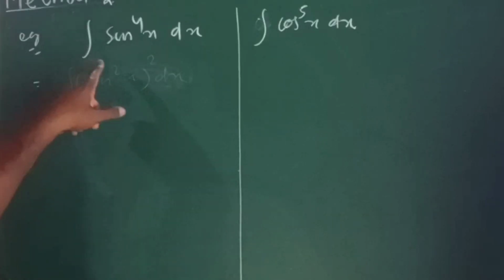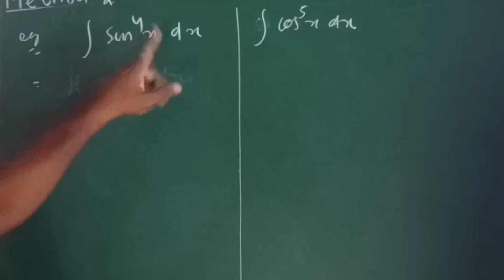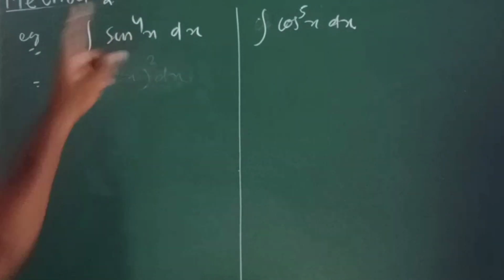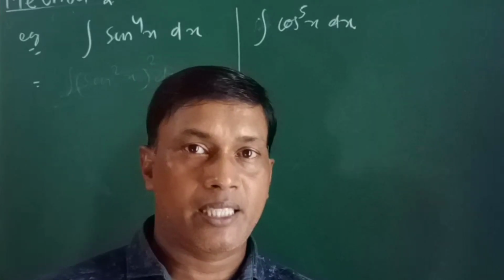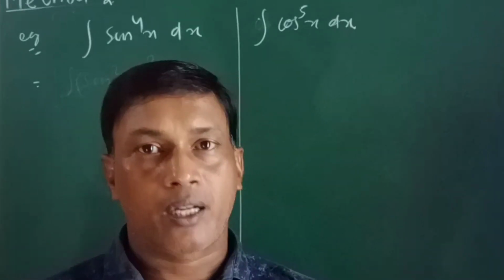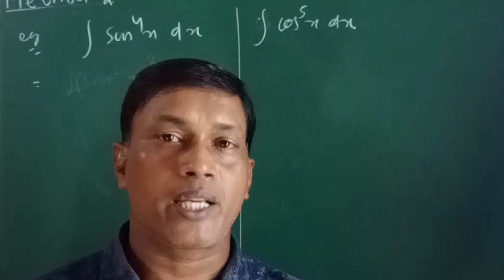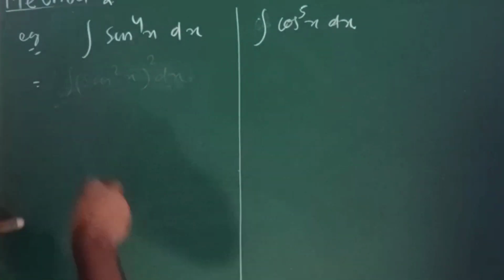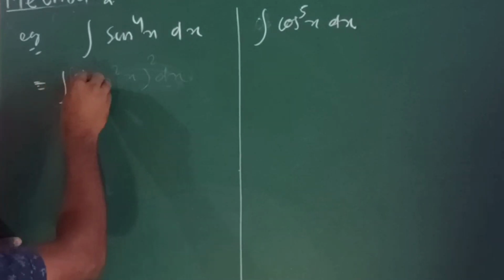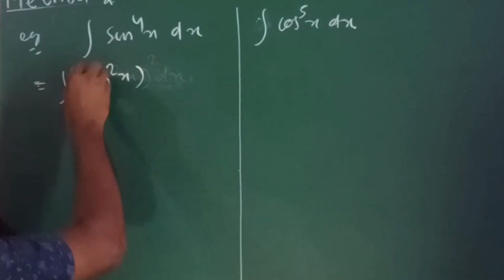So another example is here, to integrate sin to the power 4x dx. So here the power is even. I have already said if the power is even, then just express it as the power of sin square. So here is sin to the power 4x and I can write it as sin square x to the power 2 dx.